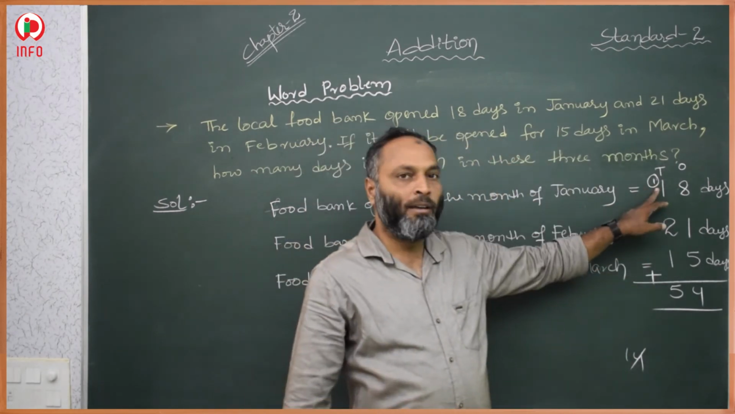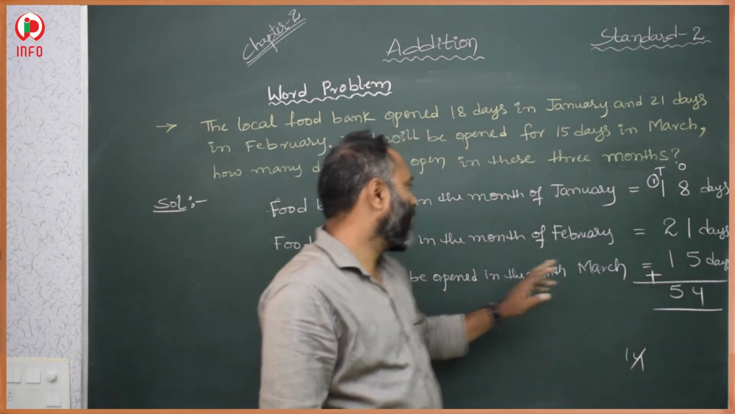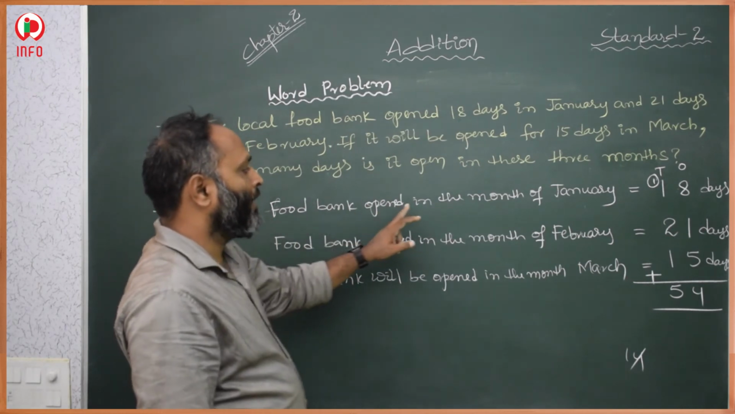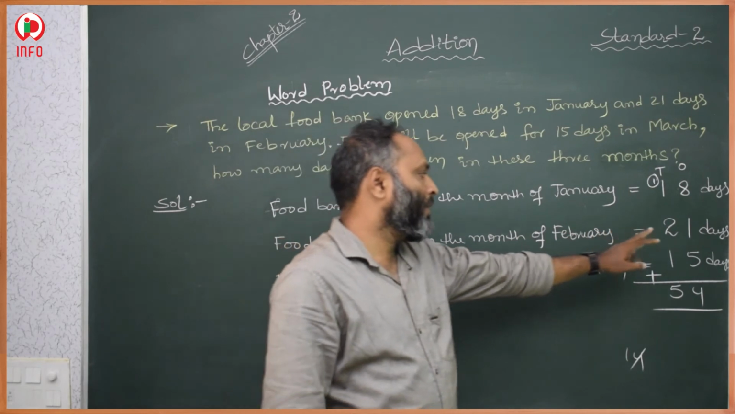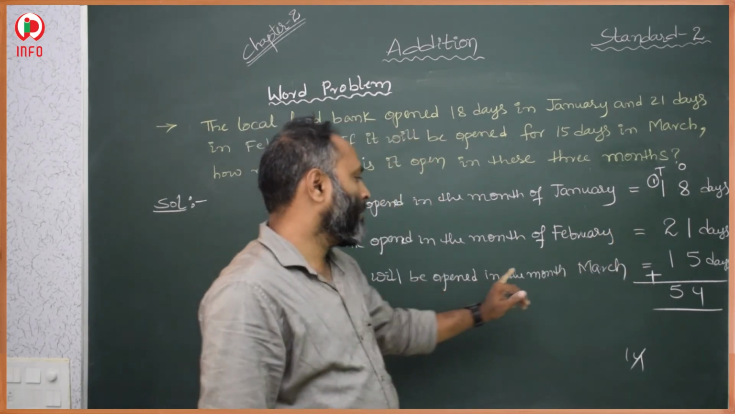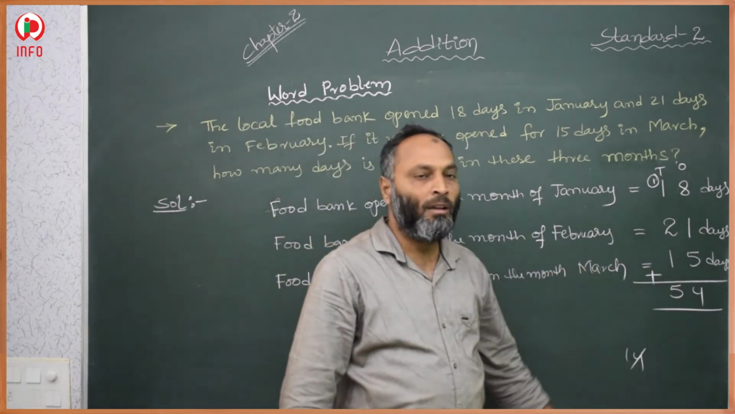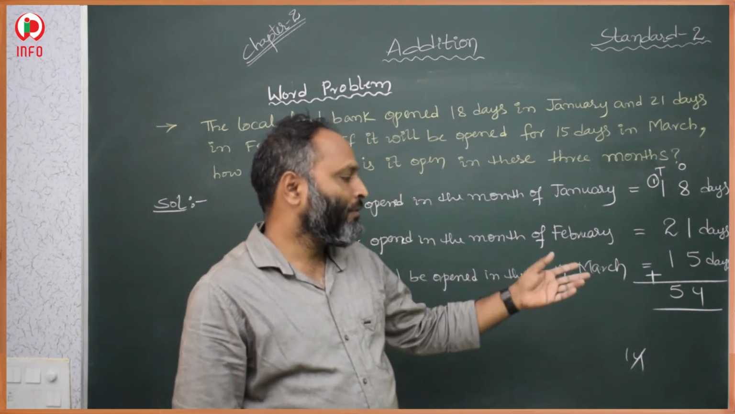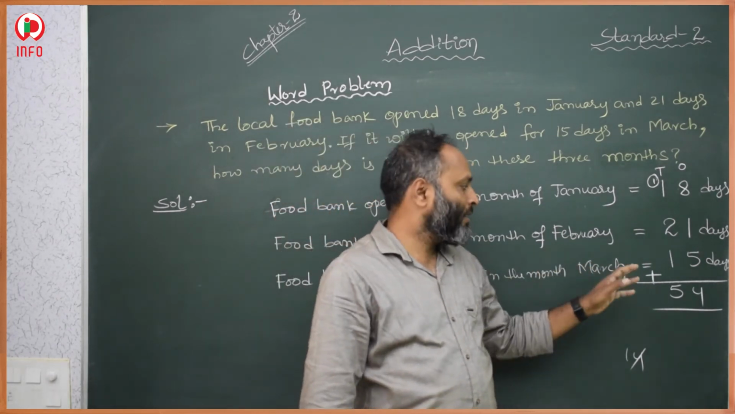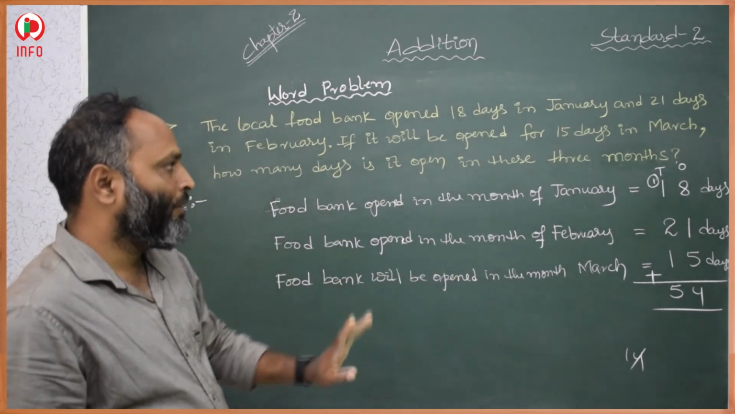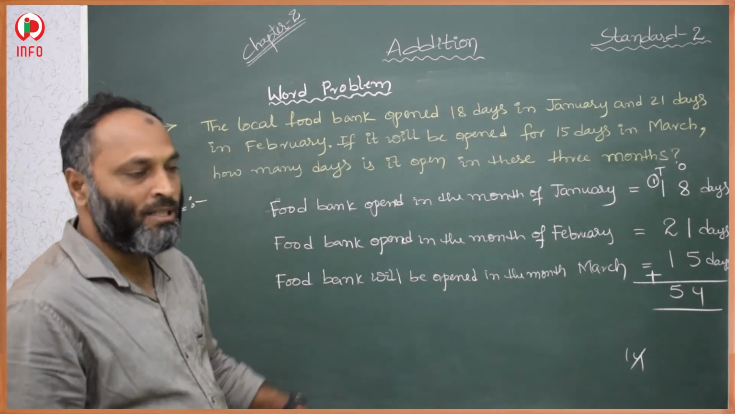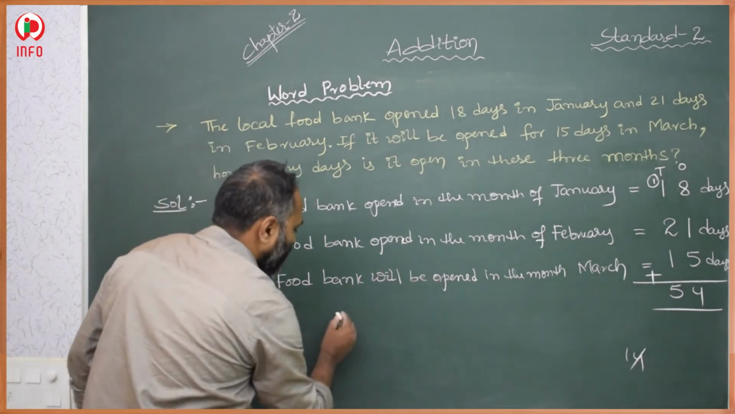This is added, this is added, this is added. Food bank opened in the month of January 18, in the month of February 21, and in the month of March 15. The total is 54 days, which means the food bank will open 54 days in all these 3 months. So write your conclusion statement.